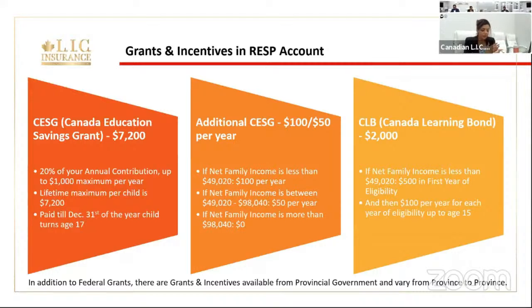On that, I want to educate everyone. You put the principal, and then on whatever principal you are putting in, you will get the grant on top of that. So if you are putting $200 a month, then you will be getting 20% of that, which will be $40 a month. That's the grant you will be eligible for.